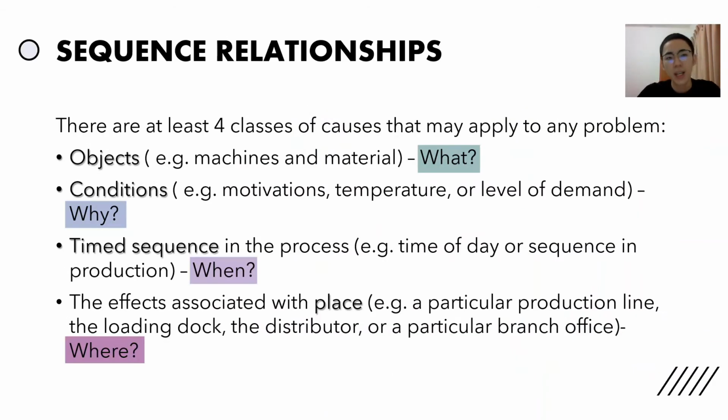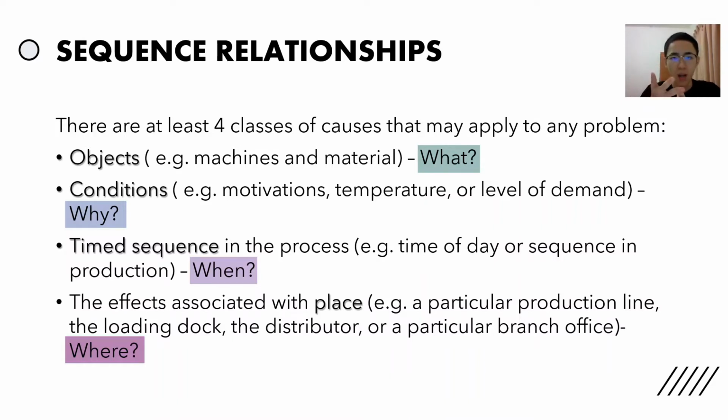Next, I will discuss the sequence relationships of the cause and effect diagram. In a properly constructed diagram, building any of the branches in this way will make good logical sense. We may not have evidence on which cause was actually the culprit, but the statement should make good logical sense. And there are at least 4 classes of causes that may apply to any problem, which are what, why, when, and where.